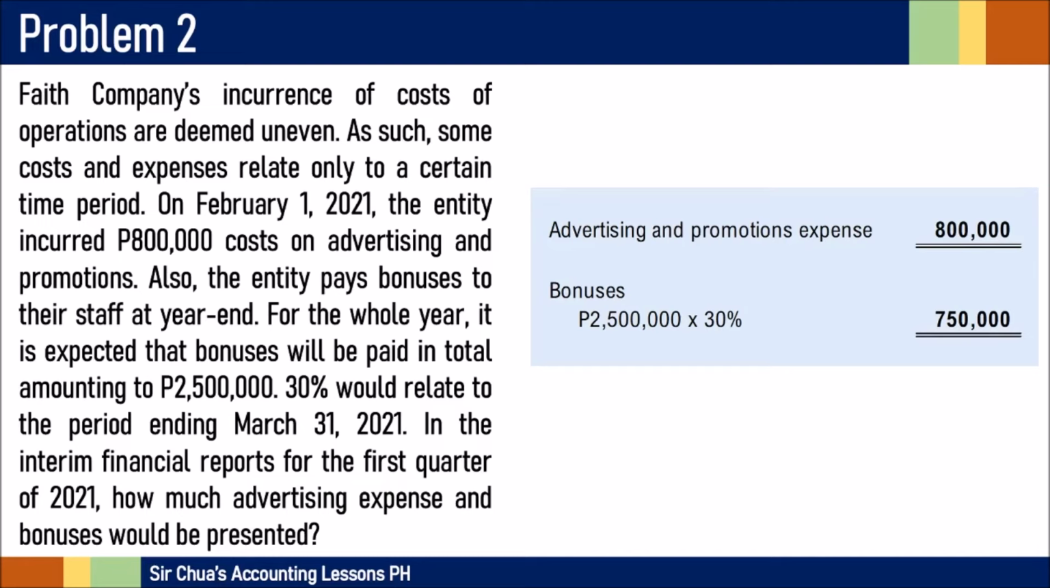You won't allocate that because the cost of operations are deemed uneven. Now, for bonuses, 30% daw po yung attributable for Q1. So, you just have to multiply the 2,500,000 to 30% and you get 750,000. Okay? So, kapag ka po the cost of operations are uneven, what you need to do is specifically relate it to the quarter when it happened. Let's go to problem number 3.